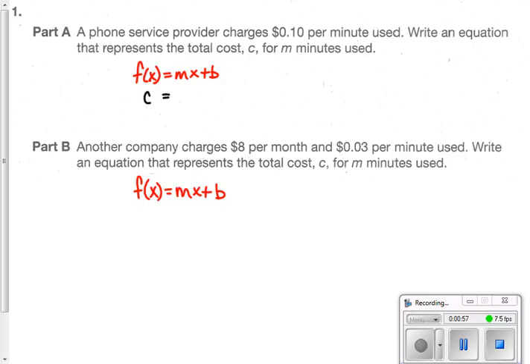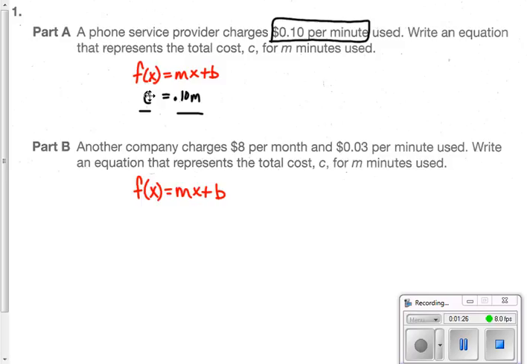M is our slope. What does it increase by? Well, it increases by 10 cents per minute. So I'm going to go ahead and put in 0.10 for 10 cents. X is going to be represented by m minutes. So the cost C is equal to 10 cents a minute. And then we have no y-intercept. There is no starting value there.